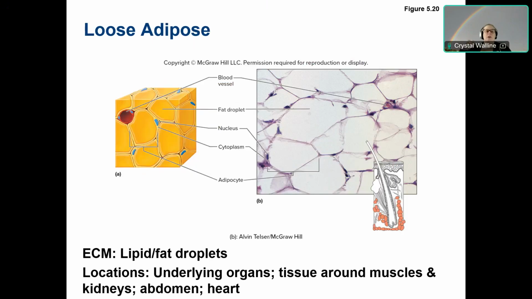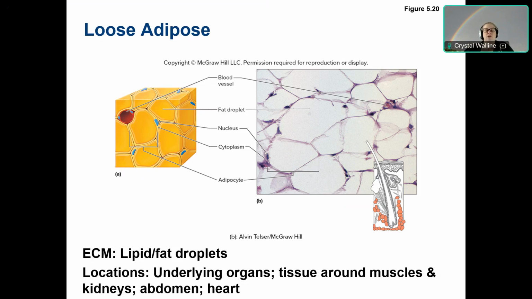Our second example of loose connective tissue is adipose or fat. The reason adipose can also be put into the special category is because the extracellular matrix doesn't really have a lot of collagen or elastin fibers like we see with the other proper connective tissue types.